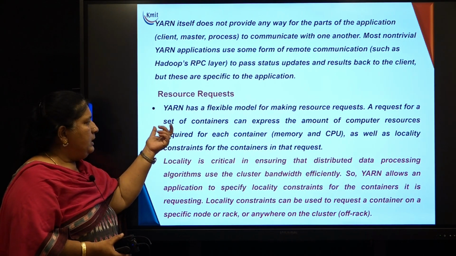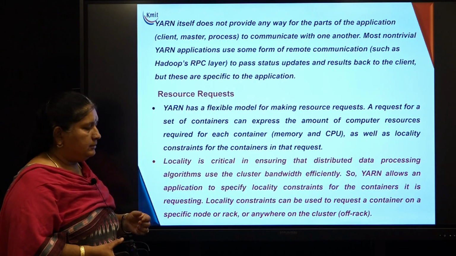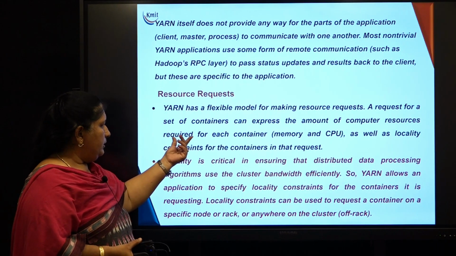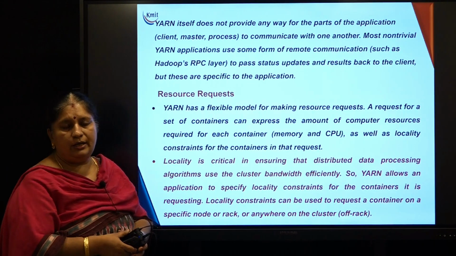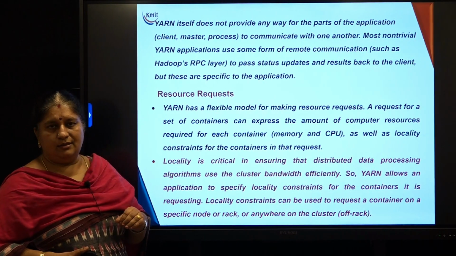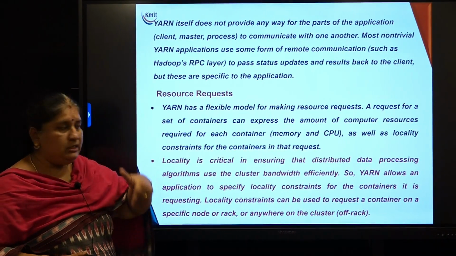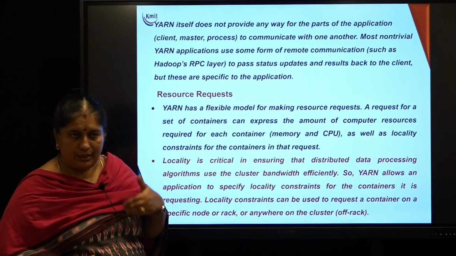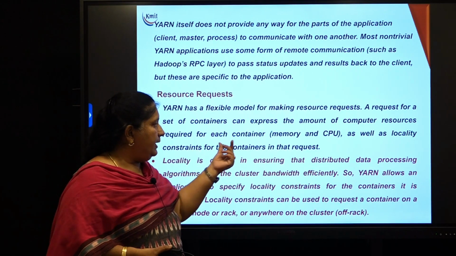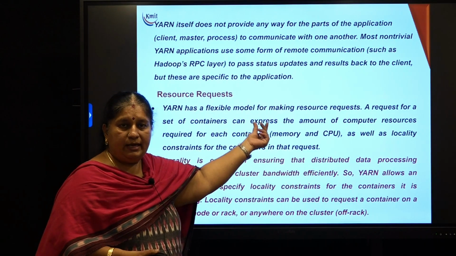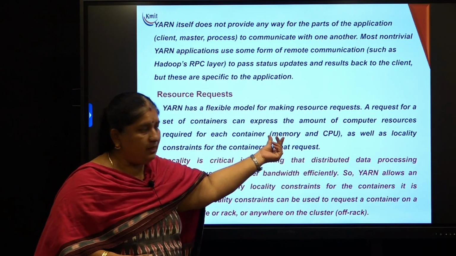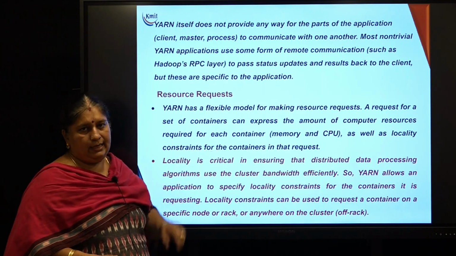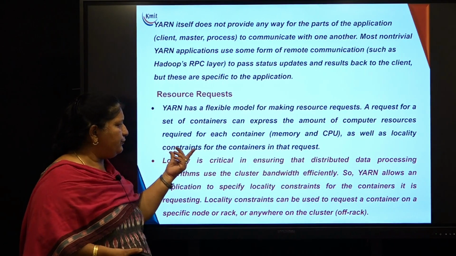Whenever you are making a request for a set of containers, this can be expressed as the amount of compute required for each container. If I say I want 5 containers, how is the request to be placed? In each container, how much memory is needed, what CPU processing do you want? So, you are specifying for every container the memory requirements and the processor requirements, as well as locality constraints for the containers.